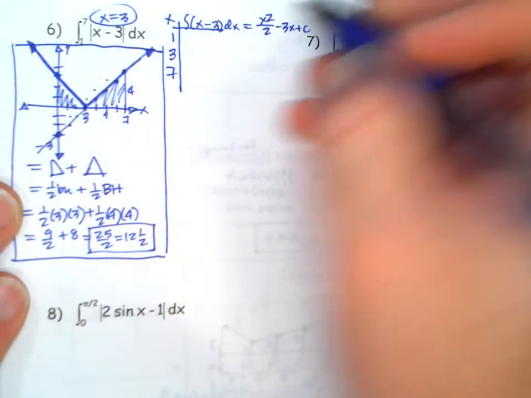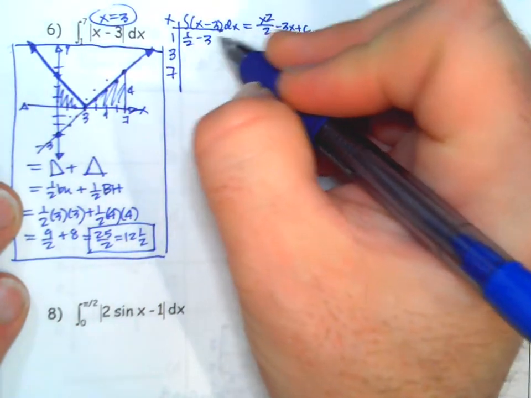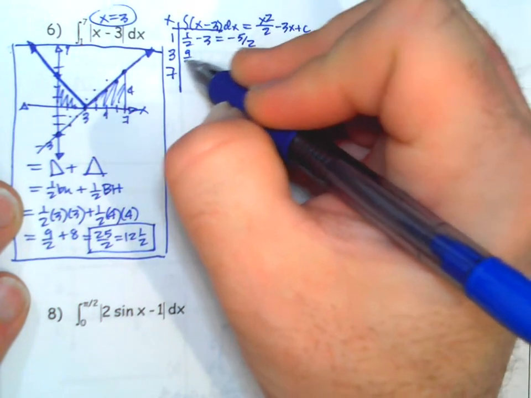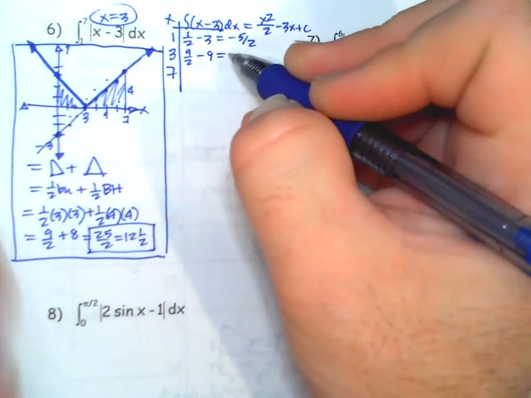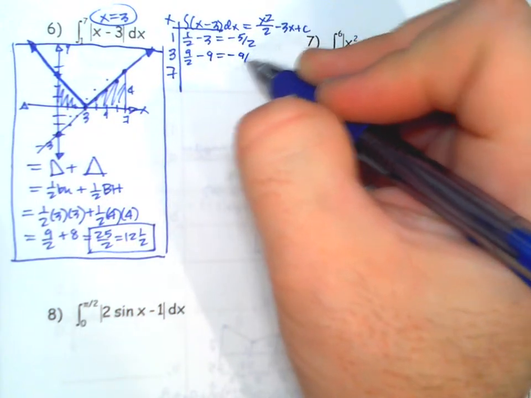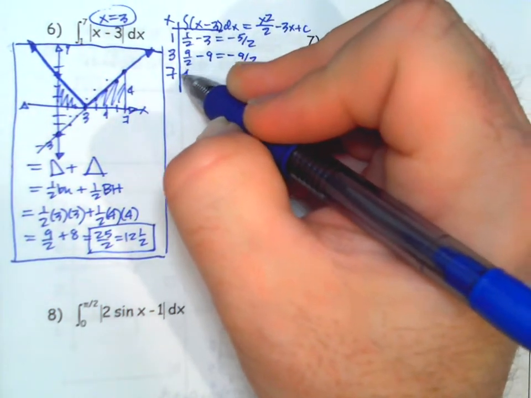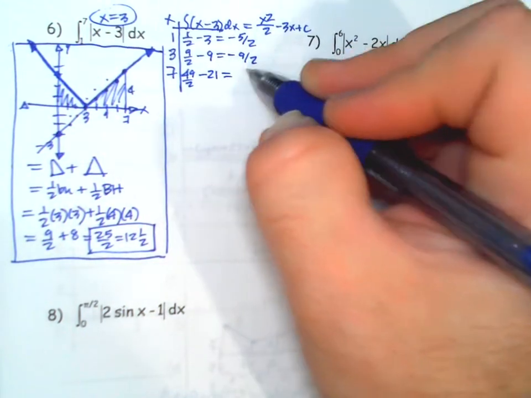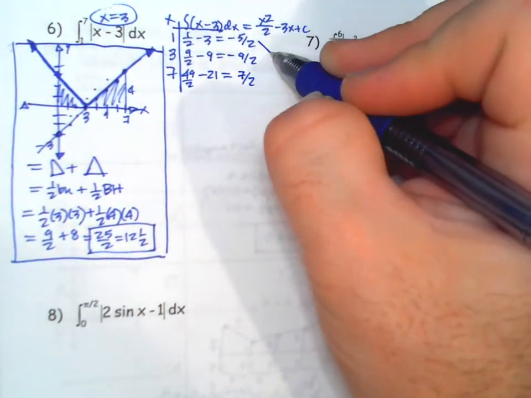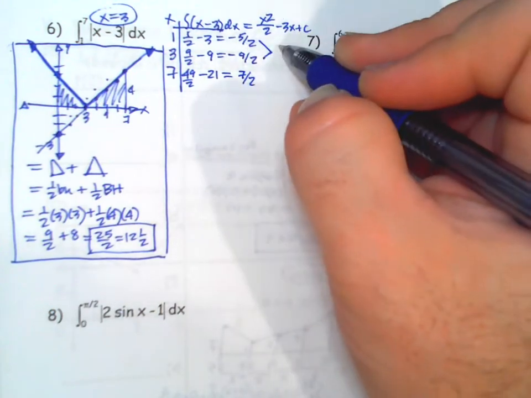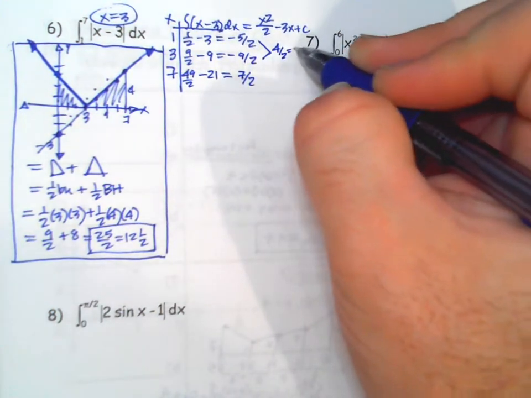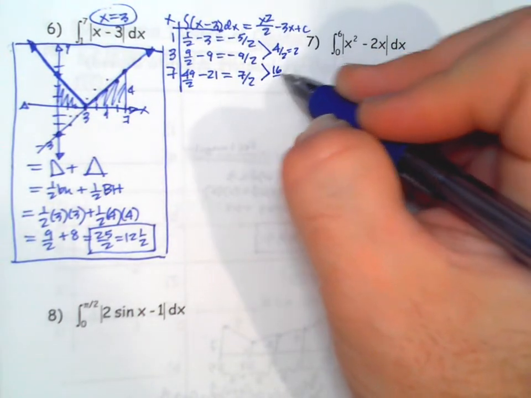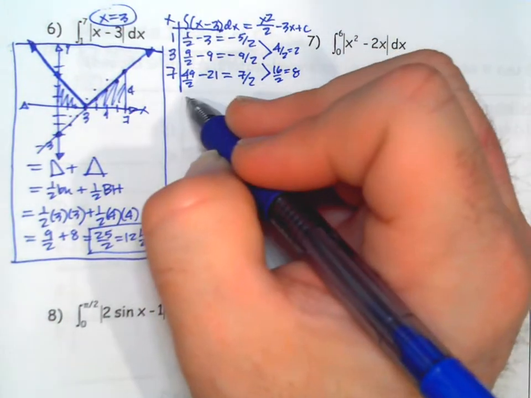Plug 1 in, you get 1/2 minus 3, which would be negative 5 halves. Plug 3 in, you get 9 halves minus 9, which would be 18 halves, would be negative 9 halves. Plug 7 in, you get 49 halves minus 21, which would be 42 halves. That would be 7 halves. And we find the distance between these from negative 5 halves to negative 9 halves is positive 4 halves, or 2. From negative 9 halves to 7 halves is going to be 16 halves, or 8. And you add those together.